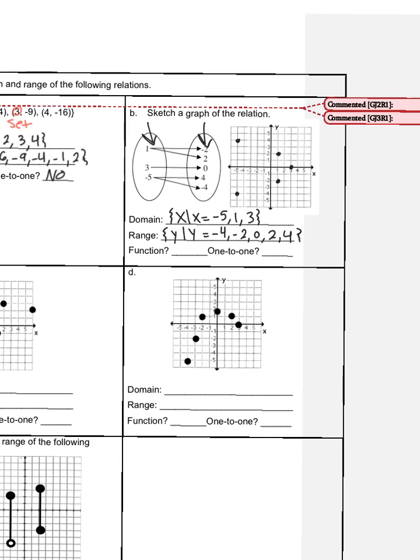Okay. Is it a function? Well, you have 2 errors coming out of 1 and 2 errors coming out of -5, so no, it's not a function. And if it's not a function, it can't be one-to-one.